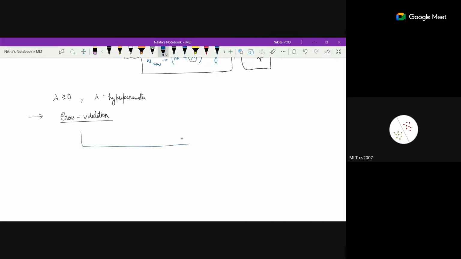So one is the training part and the other is the validation part. Usually 80% of the data set we keep for training and some 20% of the data set we keep for the validation set. And this validation set is something that acts as a proxy for the data set.